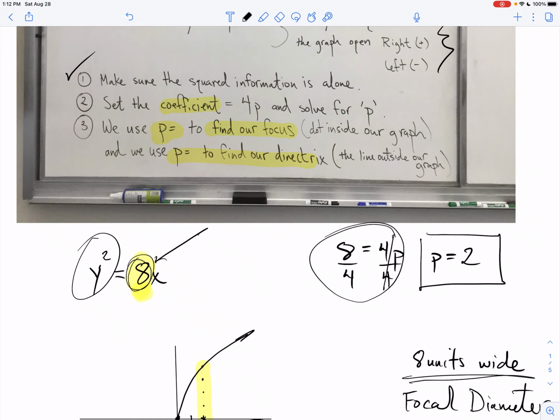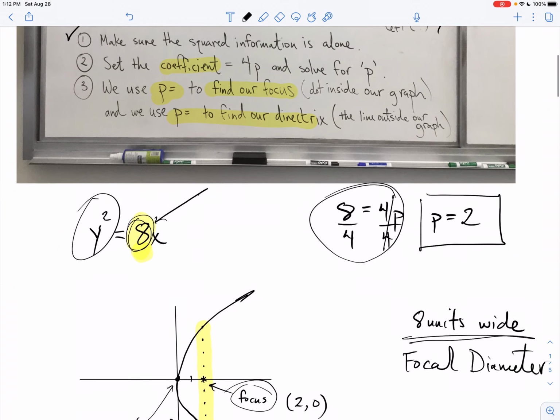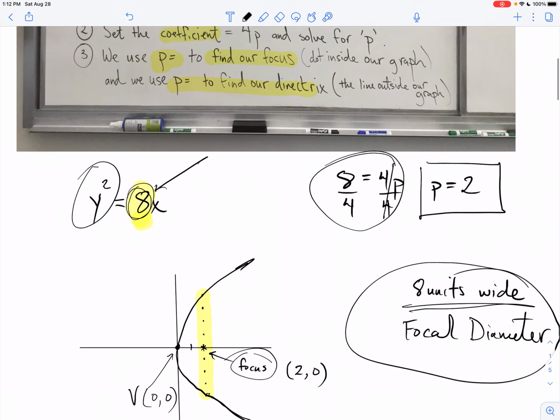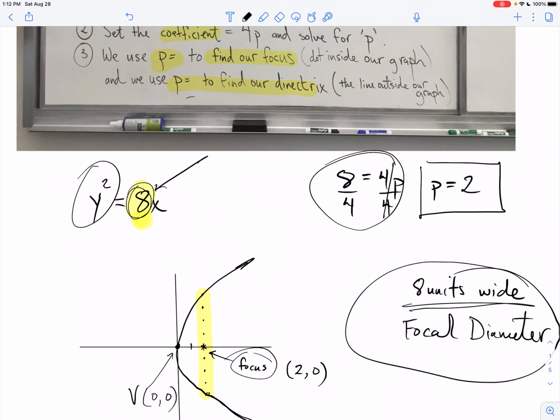I did solve for p. I got p equals 2. And then once I knew what p was, I found the focus. That's the dot inside the graph. The focus is important because that's where I count my focal diameter off from. And then you might say, what is this thing called a directrix? Now, this is the hard part for me because a directrix is a line that lies outside of our graph.